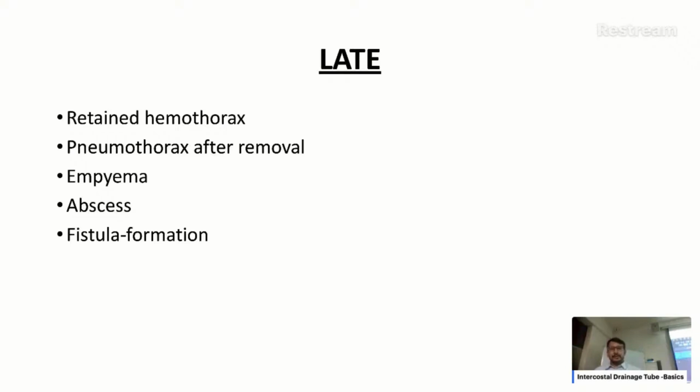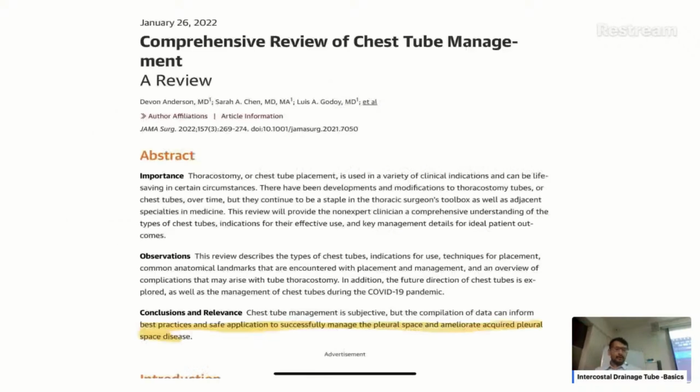Now, late complications. Late complications could be retained hemothorax due to incomplete drainage, pneumothorax after the removal. While removing, air could leak inside, which can lead to further pneumothorax, empyema, pus formation, abscess, and fistula formation along the tract of the ICD.